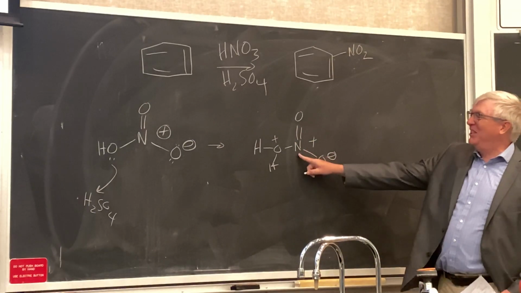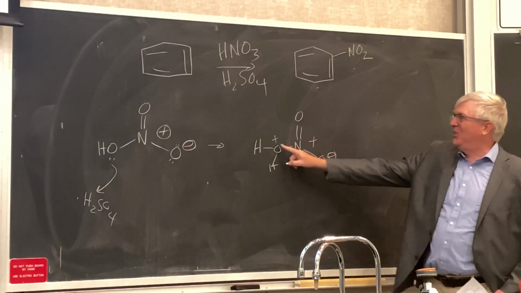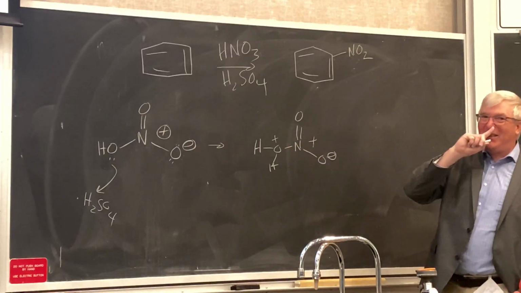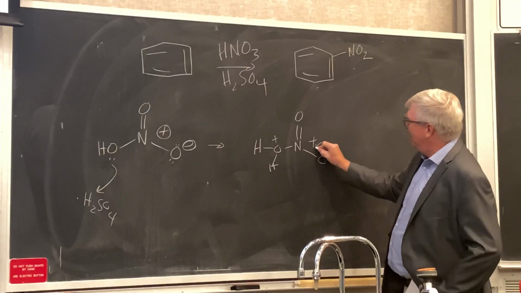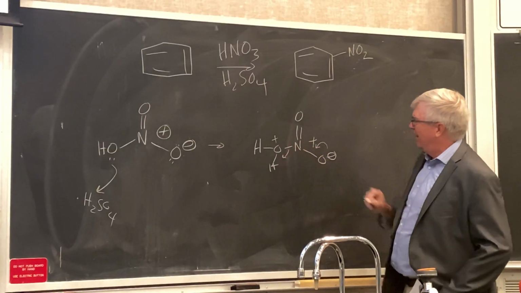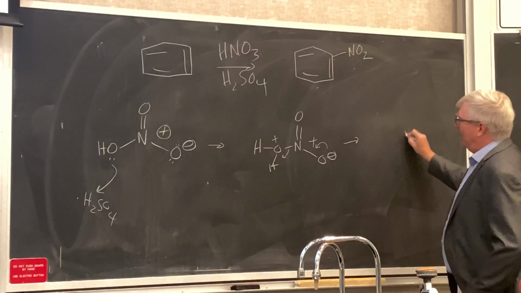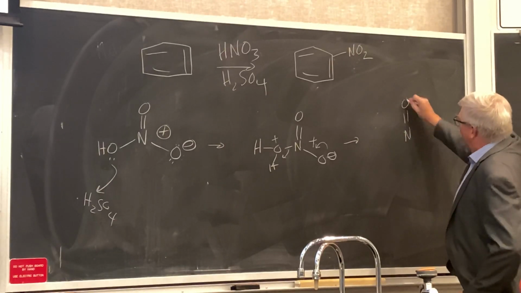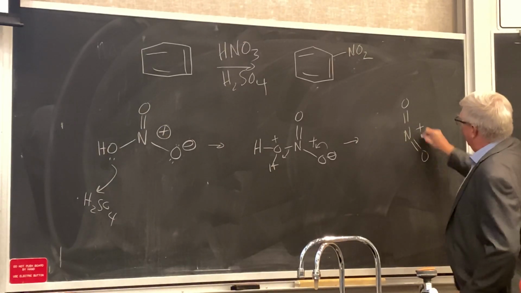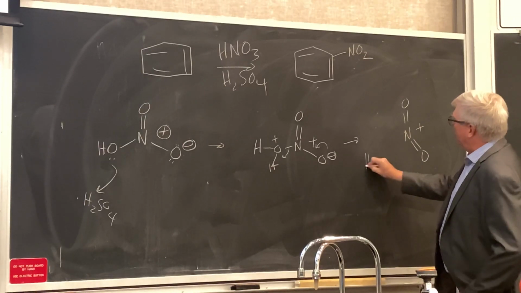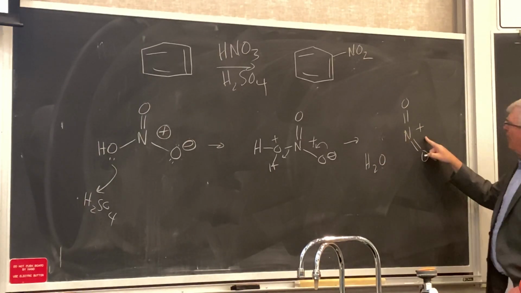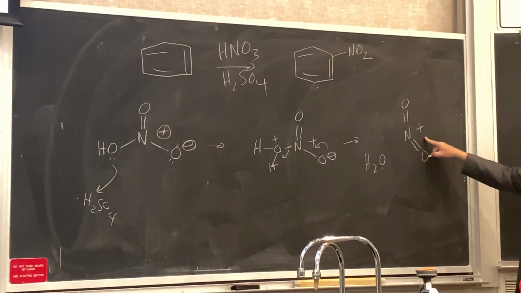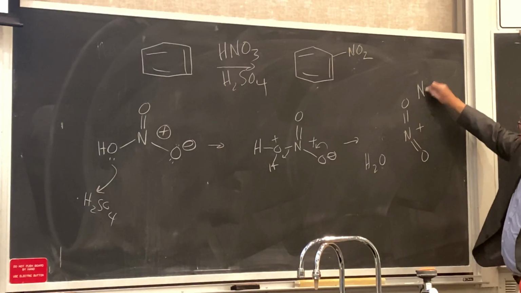Now that should bother you. This is a high energy intermediate. Why? 2 plus charges next to each other? That's not good. But we're one step away from losing what? Water. So let's go ahead and do that. What do we get? We get this species. And what just came off? Oh, H2O. There you go. So we get these 2 things, water and this guy. What do we call this? This is nitronium cation.